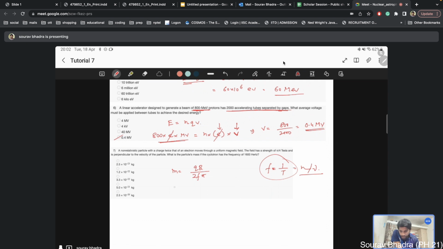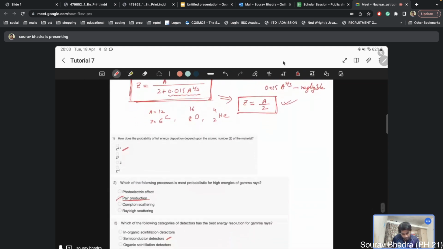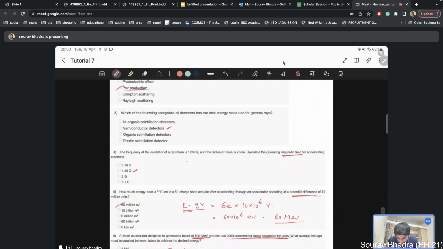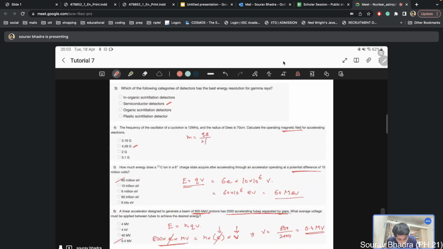Okay, and if you put it, you can see your f is given as 1600 hertz, and your Tesla, which is the magnetic field. So B is given, f is given, q you know, just put it in the equation and you will get the result. Just putting the values in the equation, it will give you 2.5 times 10 to the power minus 23 kg. Okay, m equals qB by 2 pi f. So this problem also can be done in this way.